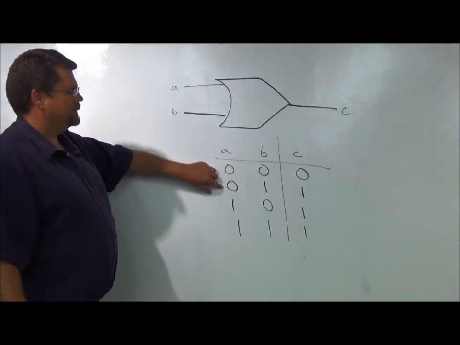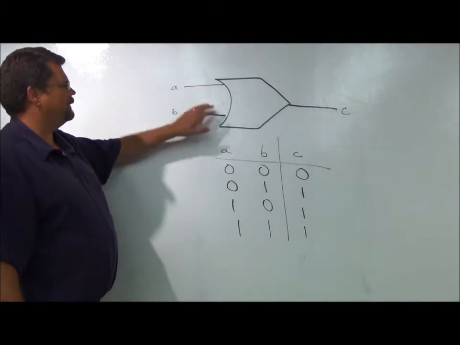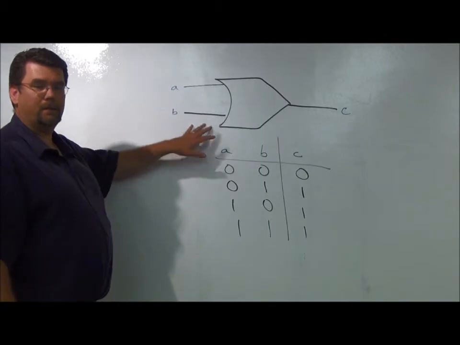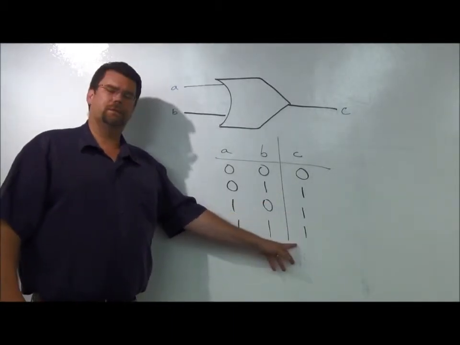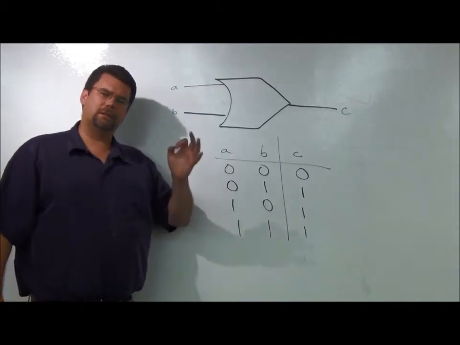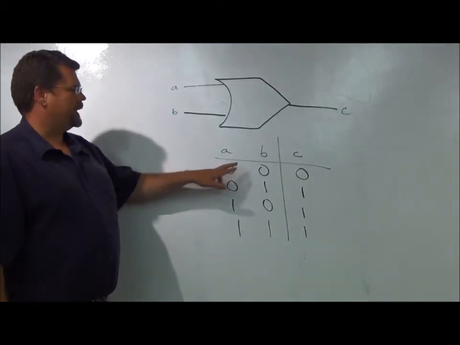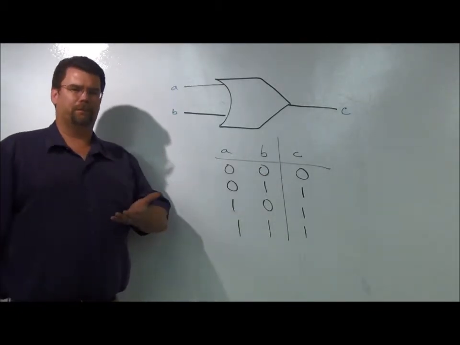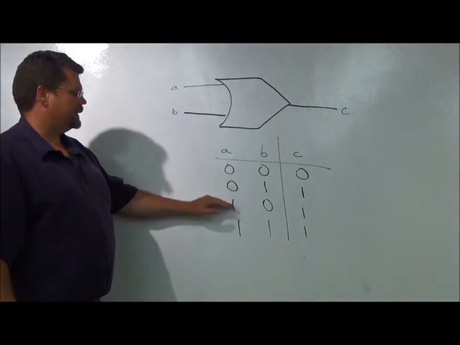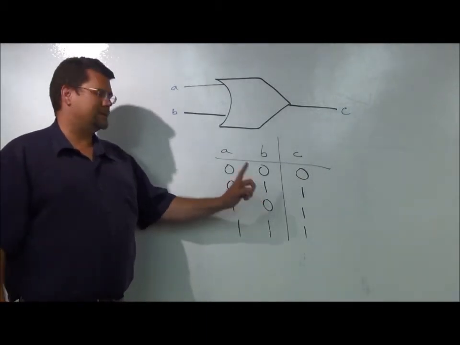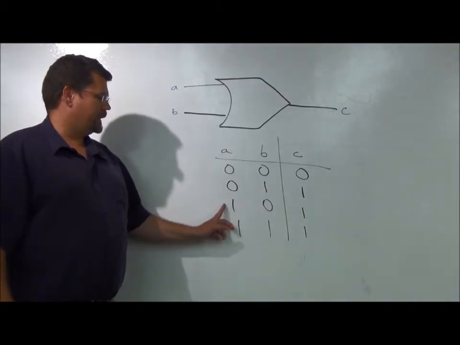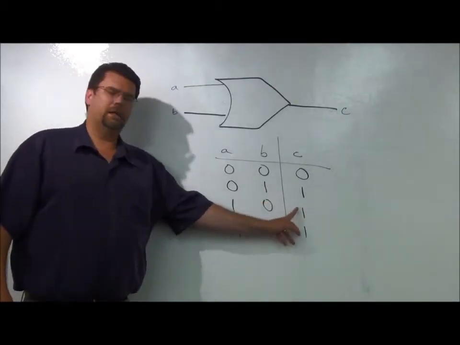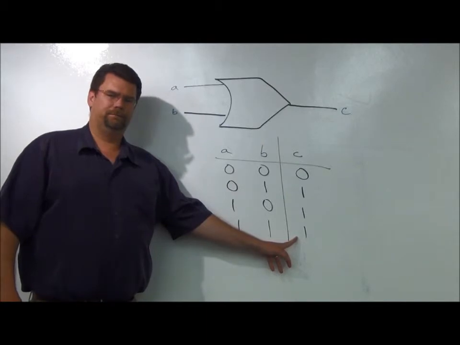OR means that if either A or B or both are 1, the output is going to be a 1. So the only time we get a 0 is when neither A nor B is 1. In every other combination, as long as we have a 1 either for B or for A or for both, we get a 1 in the result column.